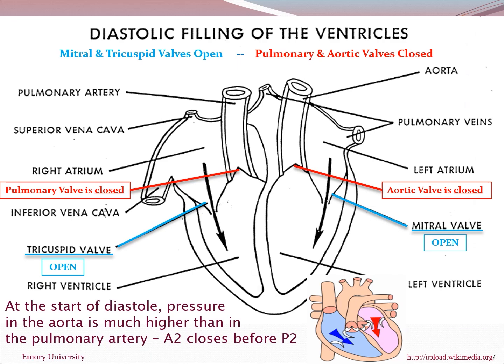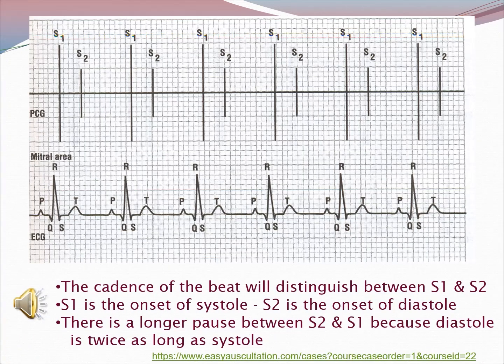The cadence of the beat will distinguish between S1 and S2. S1 is the onset of systole. S2 is the onset of diastole. There is a longer pause between S2 and S1 because diastole is twice as long as systole. Note that the QRS occurs just before S1, the onset of systole. That is because the electrical activity is detected more quickly than the sound.